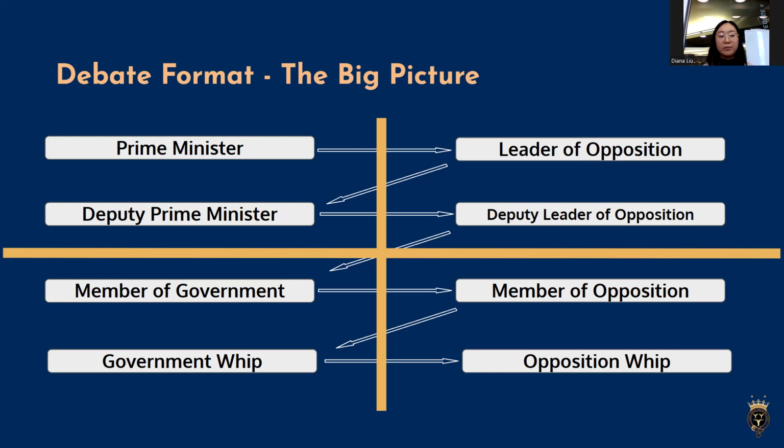So on closing government, we have the Member of Government, which speaks 5th. And then on closing opposition, we have the Member of Opposition speaking 6th. And back over to closing government, we have government whip and then opposition whip on closing opposition. So that's 4 teams, 8 speakers.